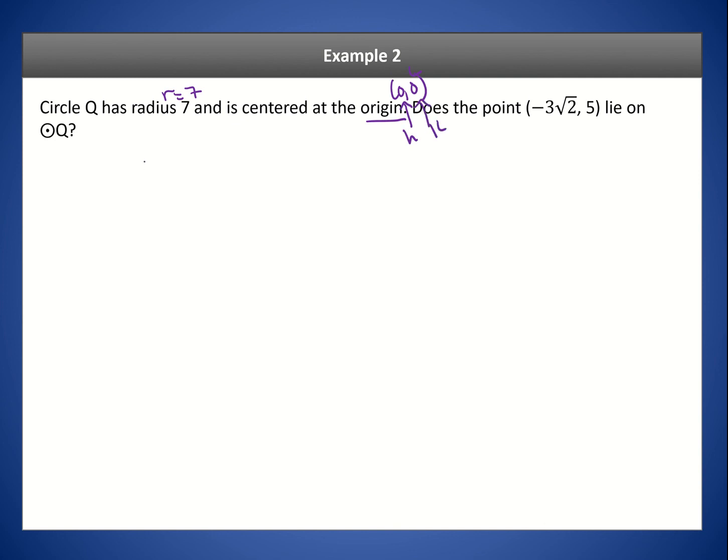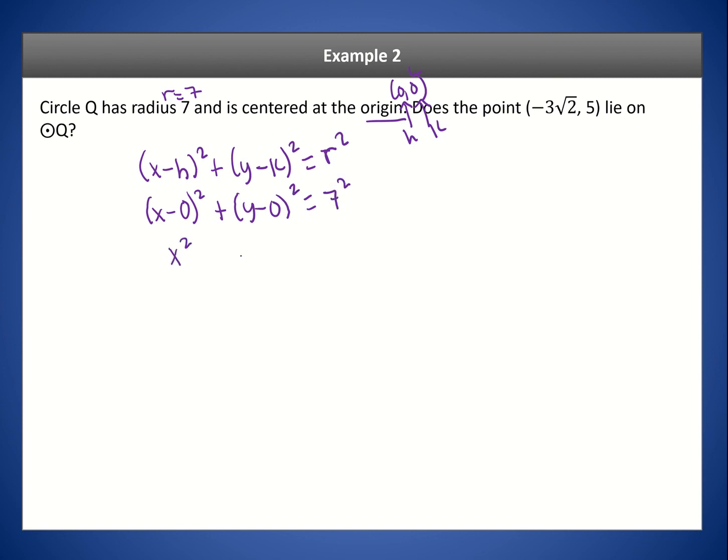So we got our equation. Let's rewrite the equation. We got x minus 0, H is 0, origin, y minus 0, K is 0, origin, r is 7 squared. So the 0 doesn't really do anything, so that just leaves us with x squared. Again, similarly, the 0 doesn't do anything, we just got y squared, and then 7 squared is 49. So this is our equation of the circle, the standard form.